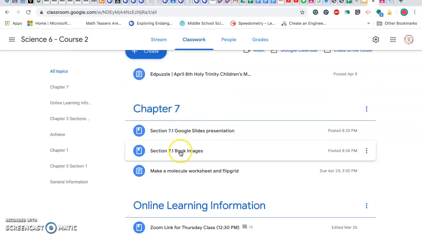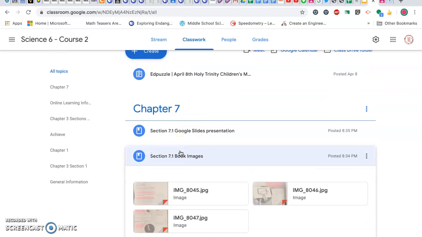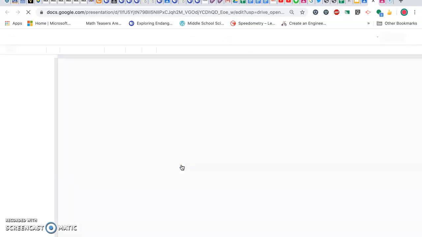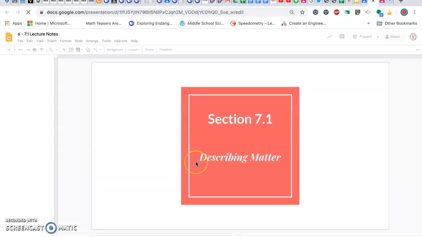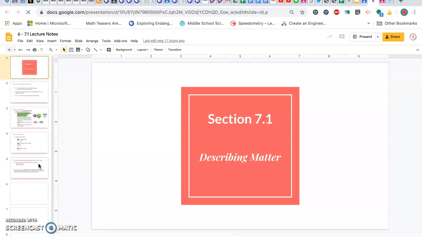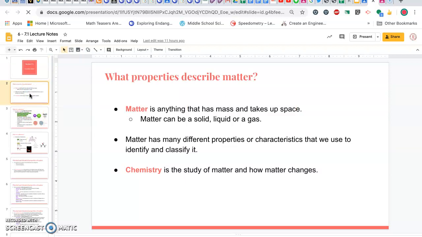Chapter 7. See here, I posted my book images. Like I said, make sure you go in and highlight yours. Let's go through my Google slide presentation. All right, so as I said, chapter 7 talks about matter. And the first thing your book does is it goes and defines matter. So what is matter? Matter is basically anything that has mass and takes up space.